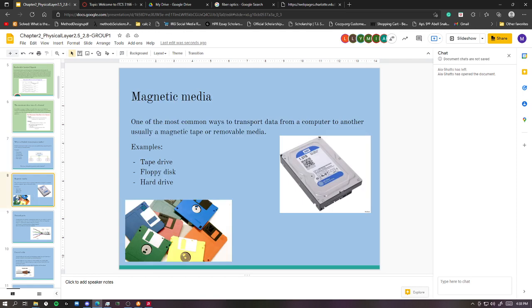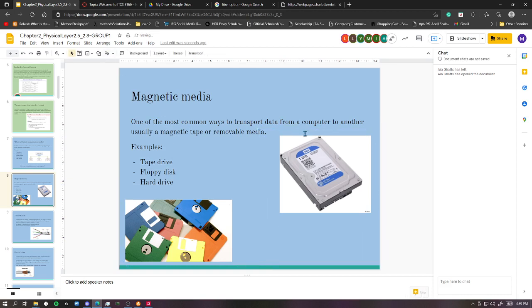Magnetic media, what is it? Well, one of the most common ways to transport data from a computer to another is usually by using a magnetic tape or removable media. Some examples of this are tape drives, floppy disks, and hard drives. On the bottom left here, this is a floppy disk, and on the top right here, this is a hard drive.